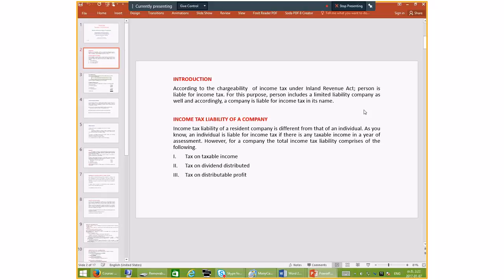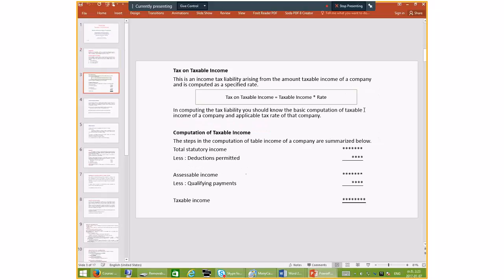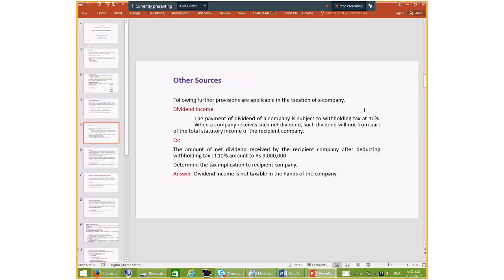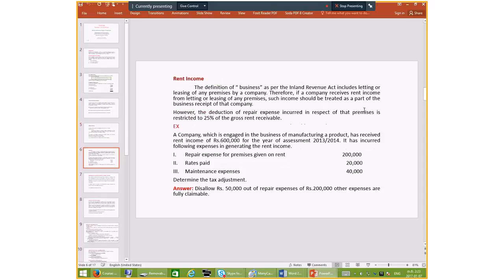Right, now we got some insights regarding the definition of words of the Inland Revenue Act. Now again, subject to corporate taxation, last day we discussed how to compute the taxable income. The special difference between corporate taxation versus individual taxation.